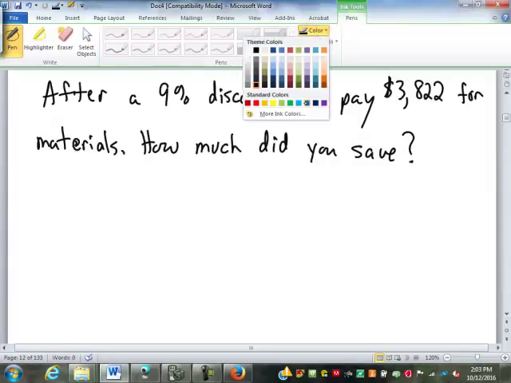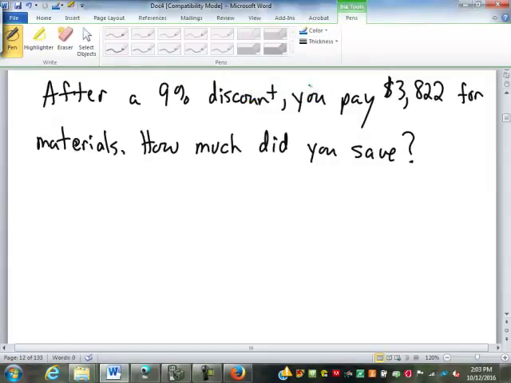Okay, so for this one, we're dealing with three amounts. We have the original price. We have a discount that we removed, that we subtracted. Then we have the amount that we paid.